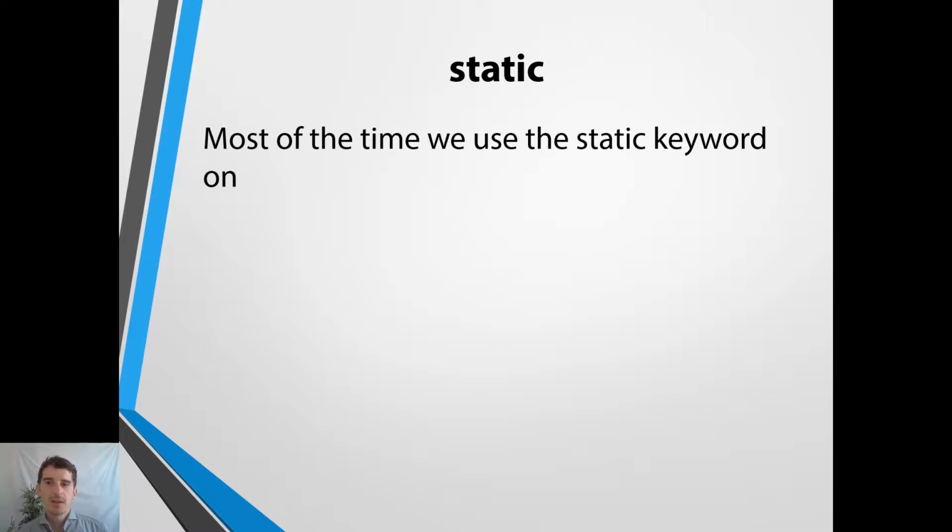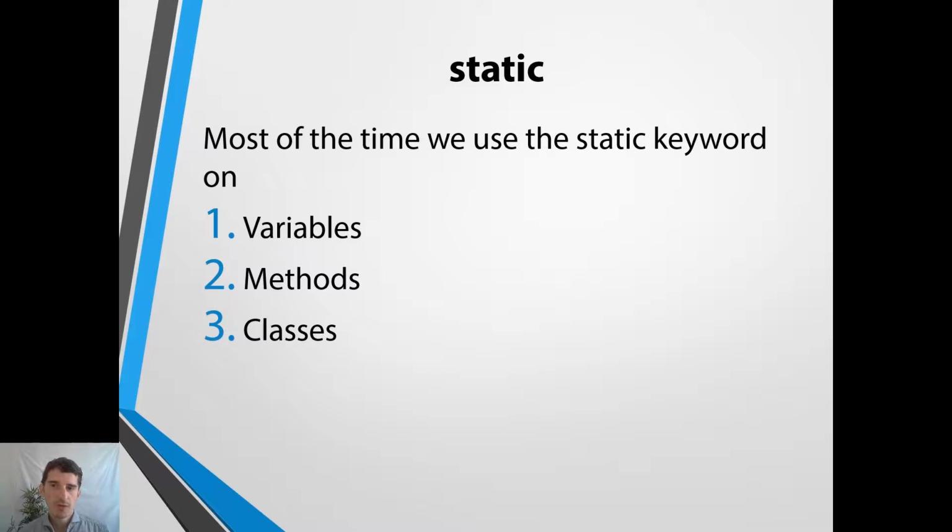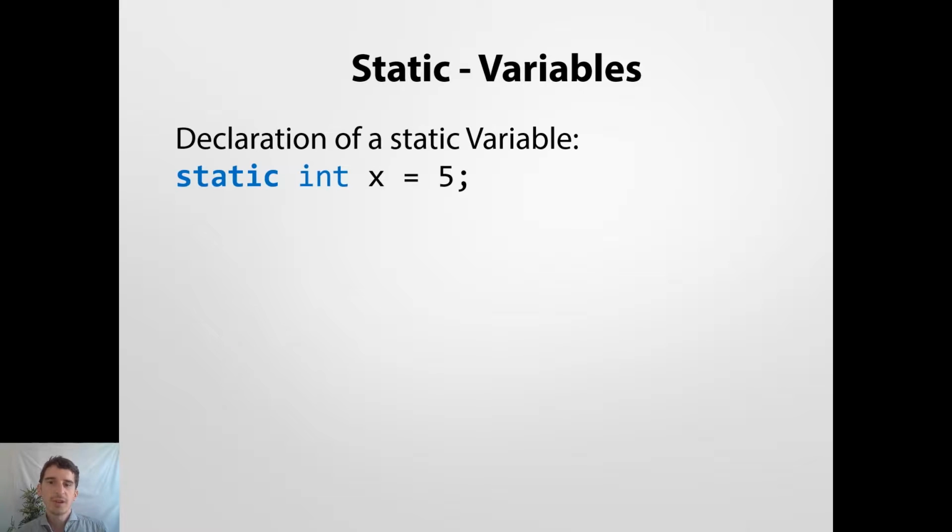First, let's look at what we can use this on. We can use it on variables, methods, and classes. We're going to look at each one of these and see what this keyword does with a variable, method, or class. Now, first off, static variables can be declared like this. So instead of just having an integer x equals 5, we just say it's a static integer.